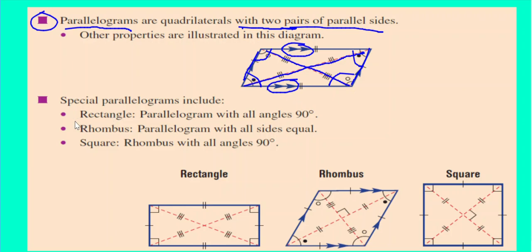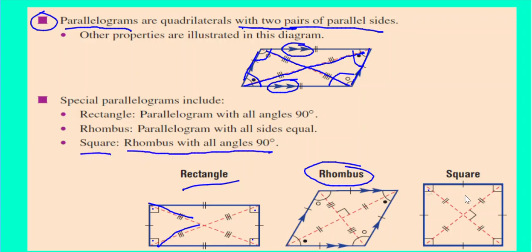We've got some special parallelograms. You've got rectangles, where all the angles inside are 90 degrees, and the 2 diagonals that come through the rectangle are also equal in length. We've also got a rhombus, which we have done some of recently. It's a parallelogram with all equal sides. A square is a rhombus where all the angles are 90 degrees. So a square is also a rhombus, but all the angles are 90 degrees.